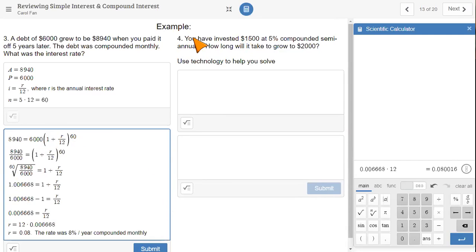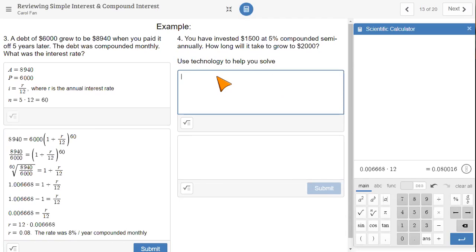Now, for this question, this one is just solving using technology. You've invested $1,500 at 5% compounded semi-annually. How long will it take to grow to 2,000? Use technology to help you solve. Now, even though we're using technology, we still have to sort out our information so we know what equations we're entering into our graphing calculator.